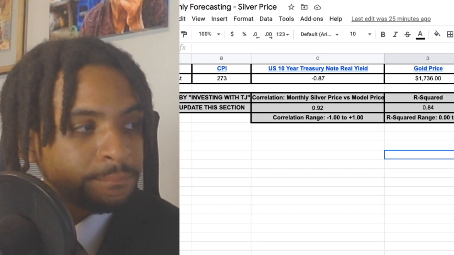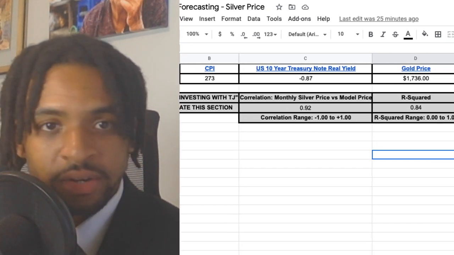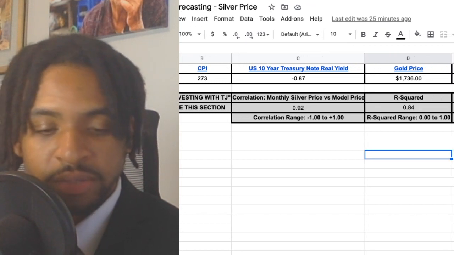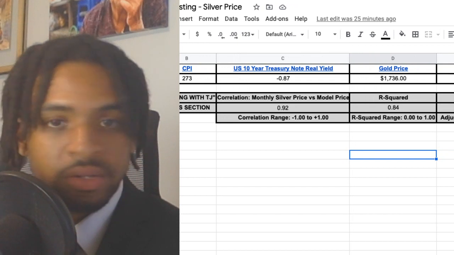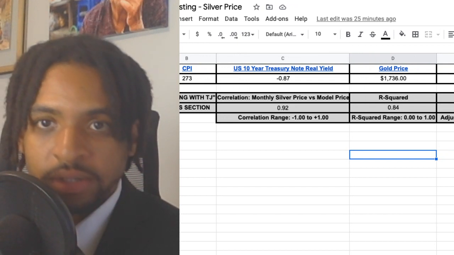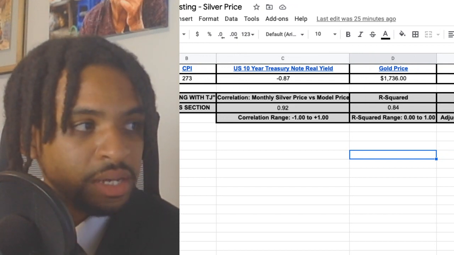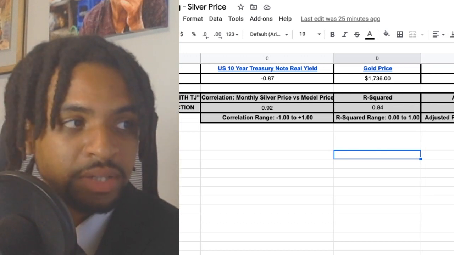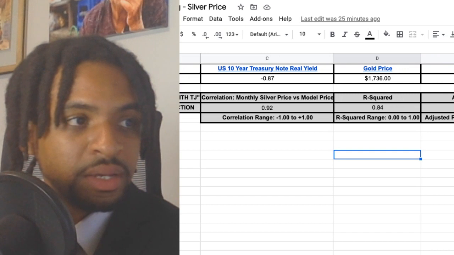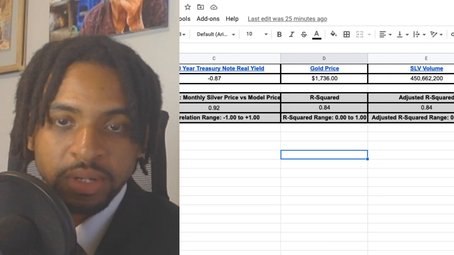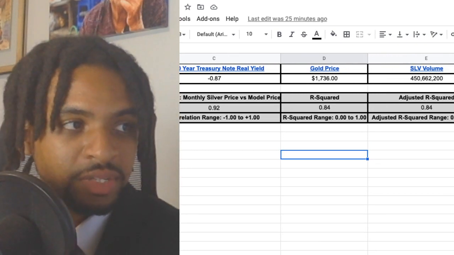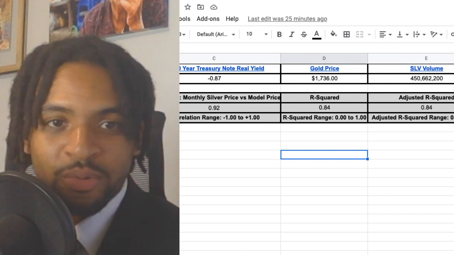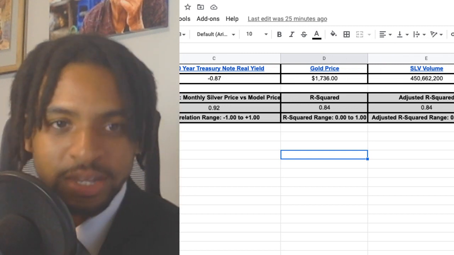Now, here's the thing. CPI currently is at 273. And again, these are the raw numbers, not the percentage change. US 10-year note on Tuesday, September 28th, is negative 0.87. Gold price, the last time I looked at it, was roughly around 1736. And the SLV volume up until today is about 450,662,200.